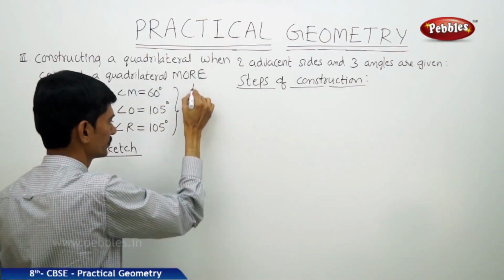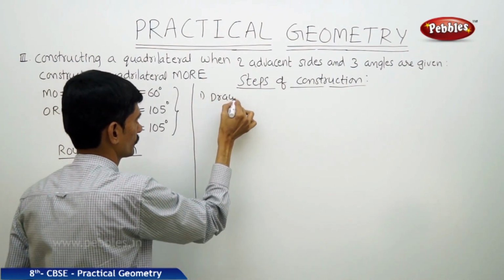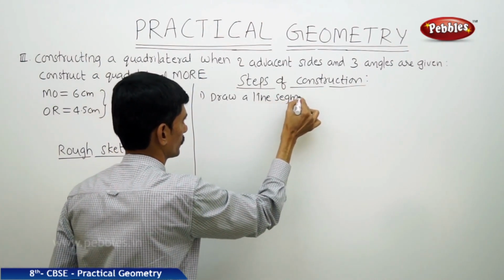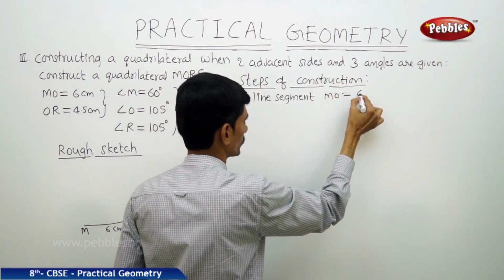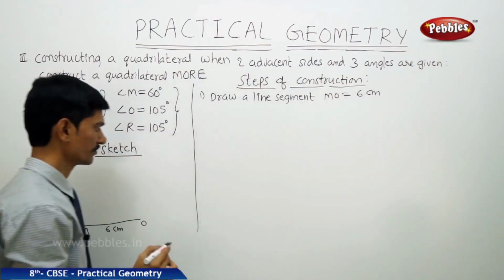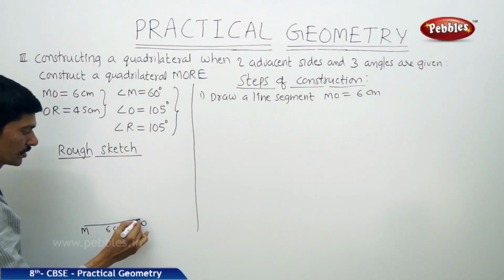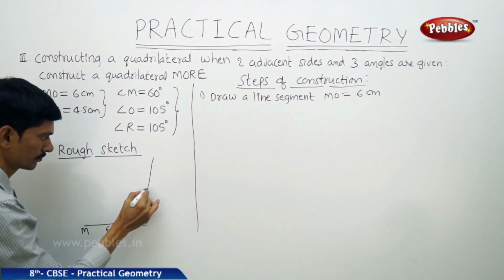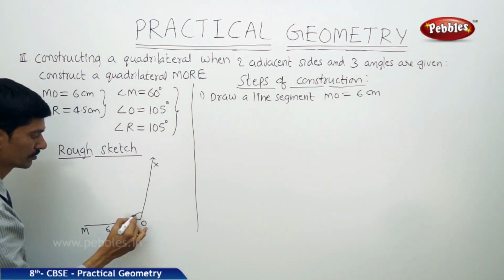So the first step is draw a line segment MO equals to 6 centimeters. Next, angle O is given that 105 degrees. So with O center, draw angle MOX. Angle MOX is 105 degrees.